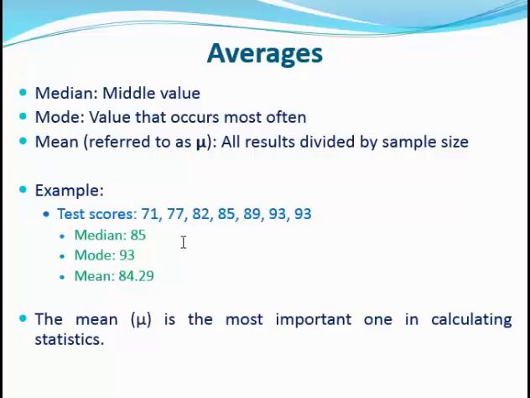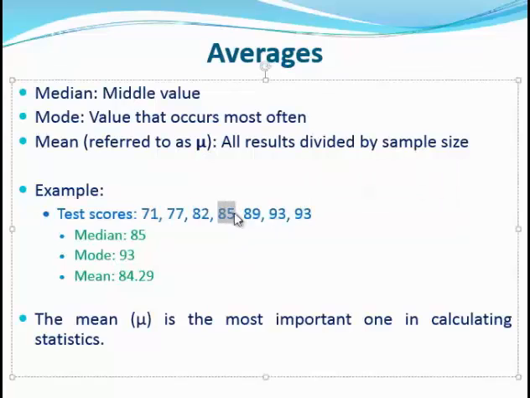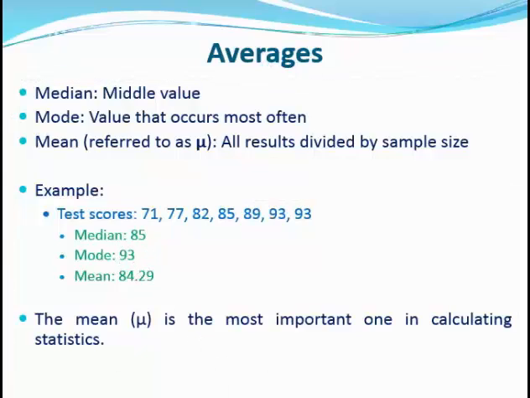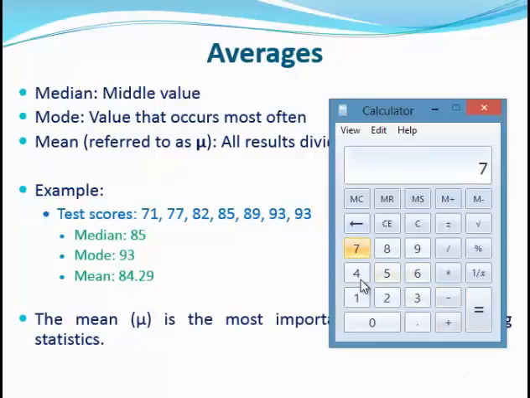So to give you a quick example, if you have test scores of 71, 77, 82, 85, 89, 93, and 93, well then the median, just pick the one in the middle. There are seven altogether, so the fourth one, the one in the middle, is the 85. The mode is the 93, but what is critical, and what's important, is the mean. How do you get the mean? Well, let's put a calculator up here. Again, it should be relatively easy to do, but we will do it.